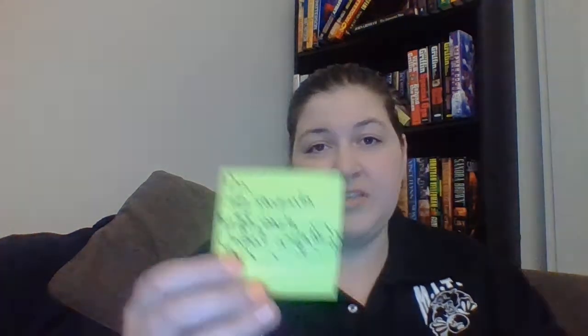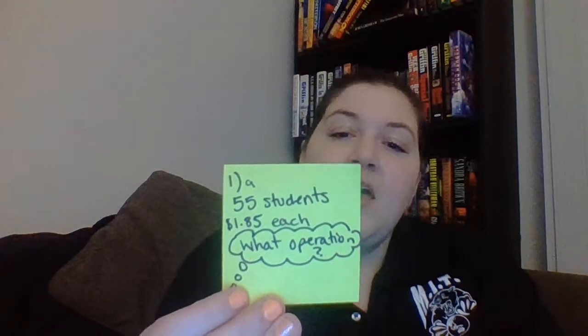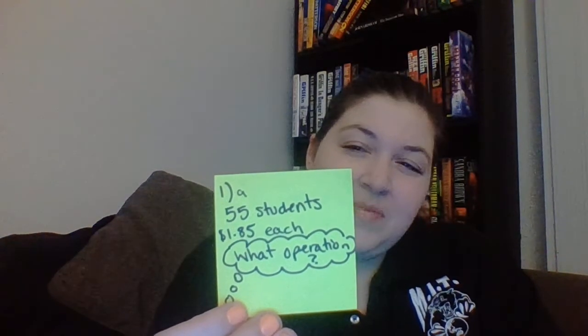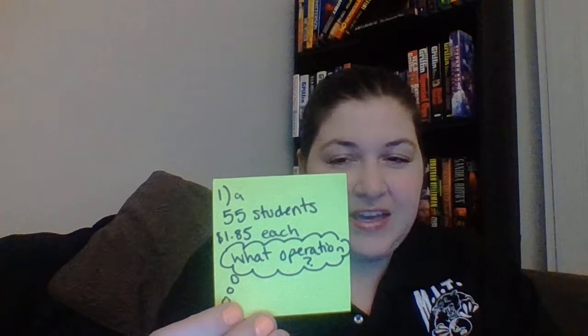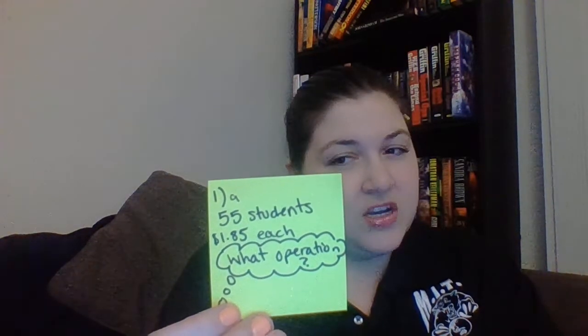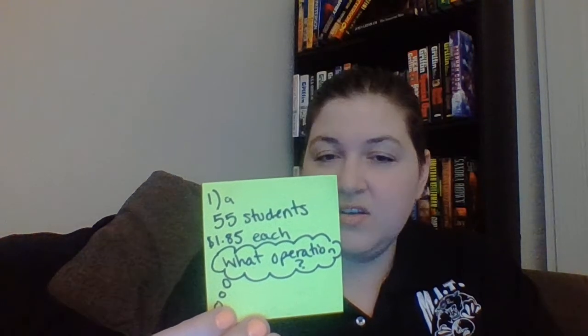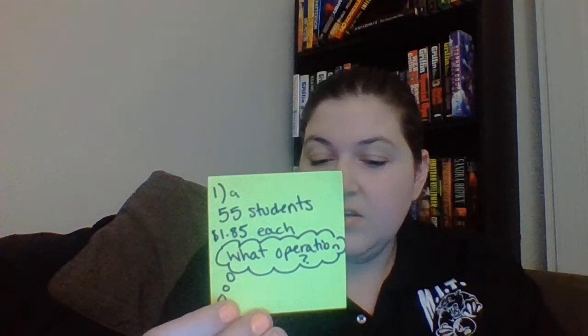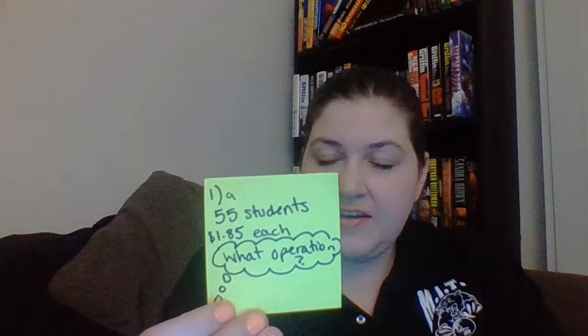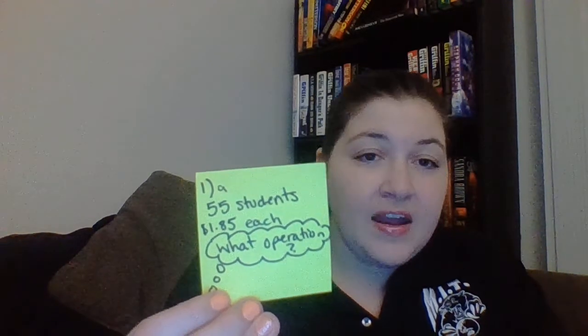Okay? So let's look at 1A. You have 55 students that are purchasing a school lunch. Now, I need to think, what operation am I doing? I know there's 55 kids. I know that each school lunch costs $1.85, and I need to know how much it costs altogether. So I'm going to take that 55 and I'm going to multiply it by 185.